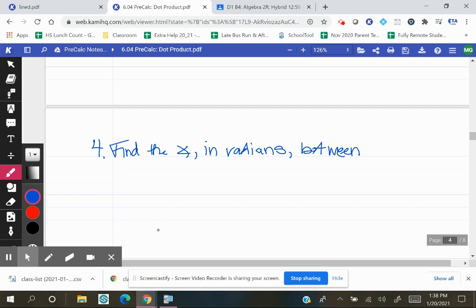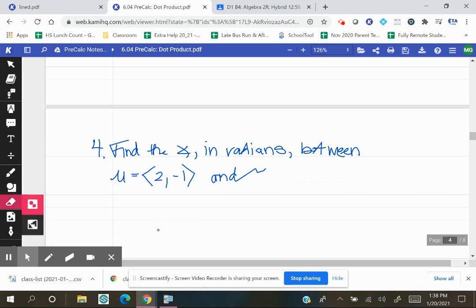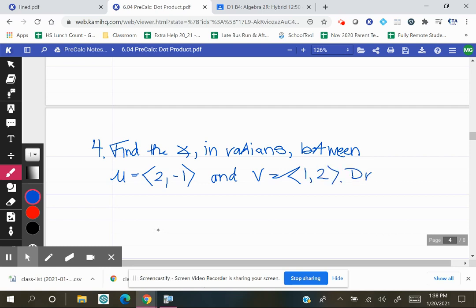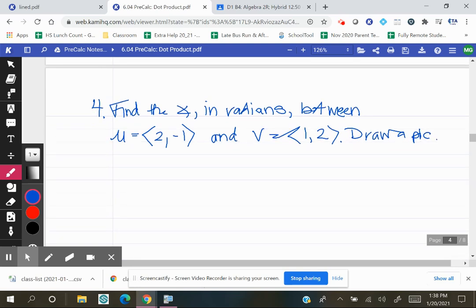Between vector u at 2, -1 and vector v at 1, 2. And make sure you draw a picture as well that supports your answer. All right, so you're gonna do the same thing that we did in the last one, number 3. So pause the video here, write out your formula, and find all those components for the formula, substitute them in, and find your angle in radians.